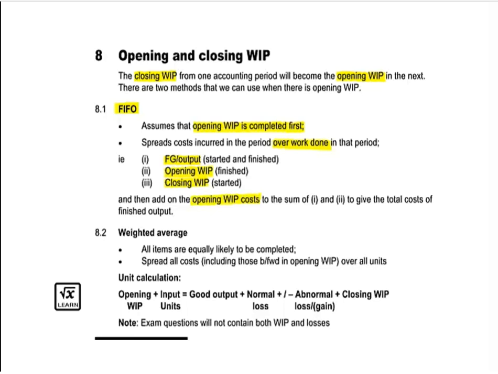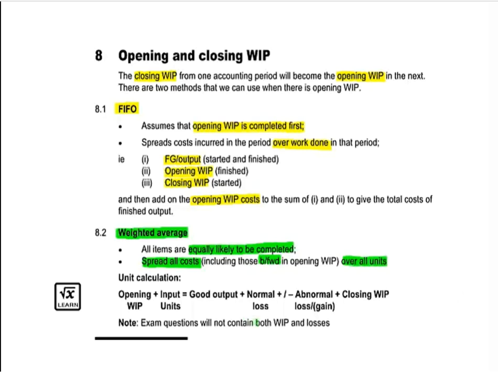But what we also need to consider is the alternative, which is the weighted average. The weighted average then is slightly simpler, and it assumes that everything is equally likely to be completed, regardless of whether it's already been started. So then we spread all of the costs, including those brought forward, over all of the units.